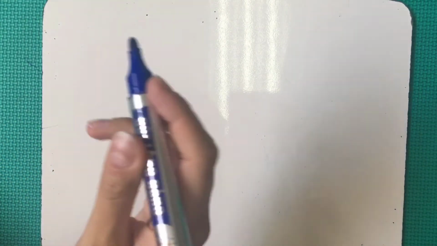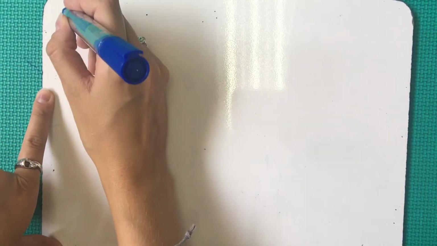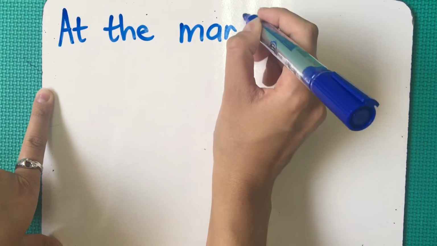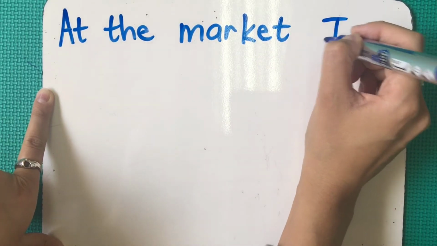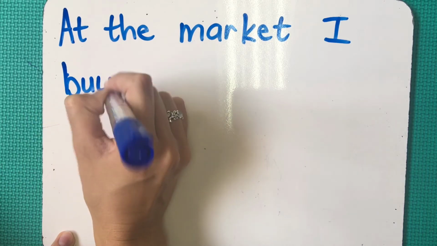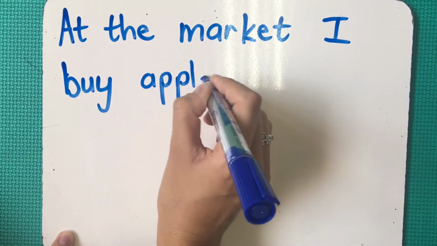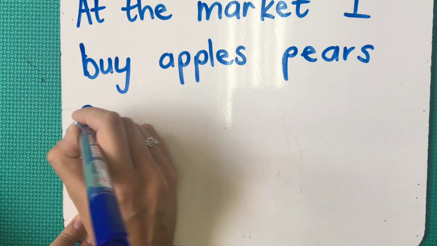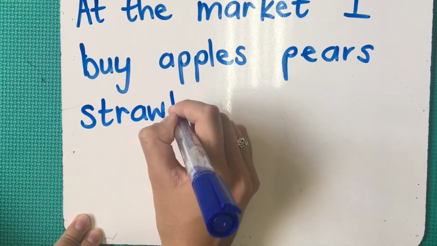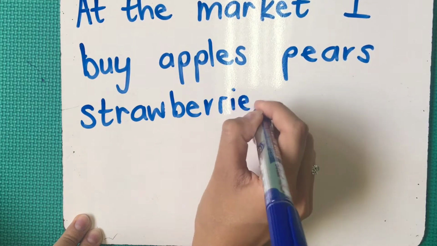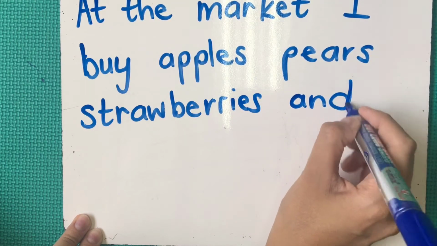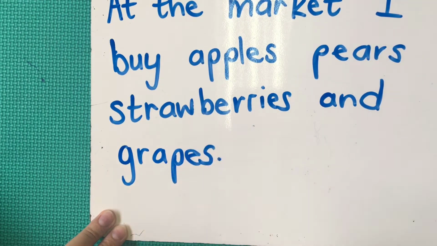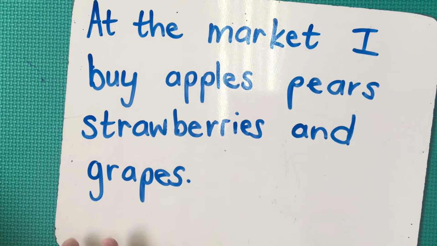On my whiteboard, I am going to start with my first sentence. At the market, I buy apples, pears, strawberries, and grapes. Now I have to add my commas.